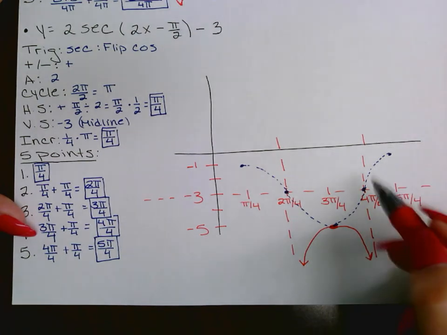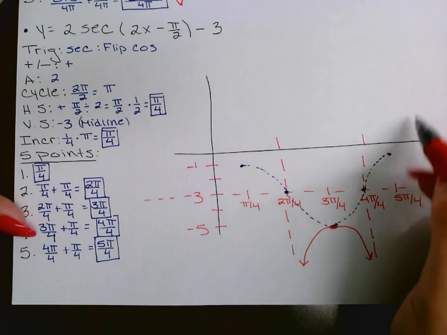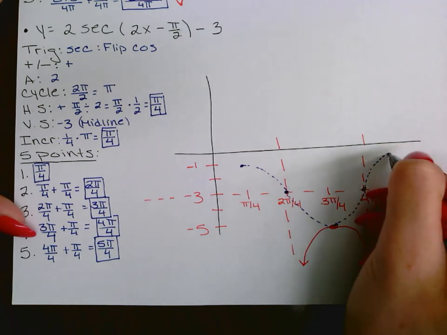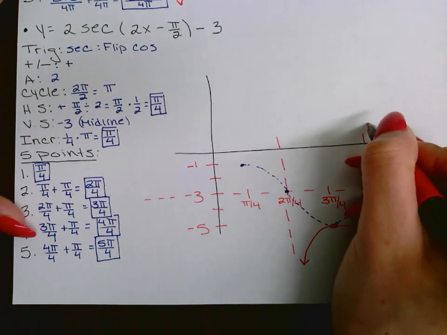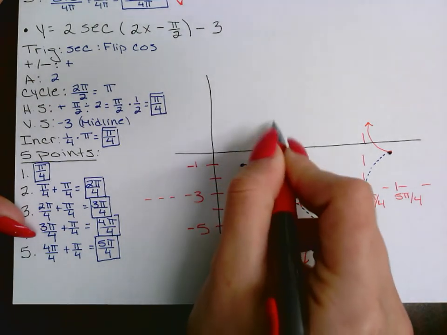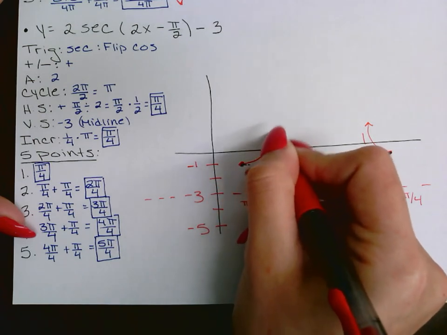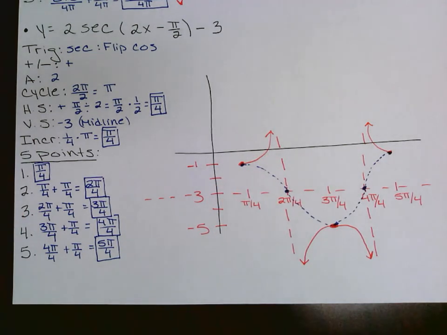The top two, this is like half of a parabola facing down. So I'm going to draw half of a parabola facing up. Same thing here. This would be half of a parabola facing down. So I'm going to draw this right side of the parabola facing up. And you are done with your secant graph.